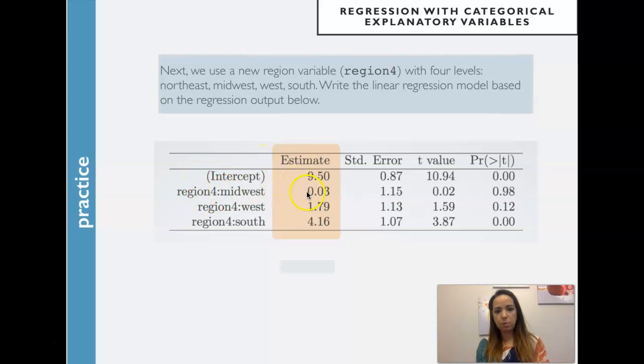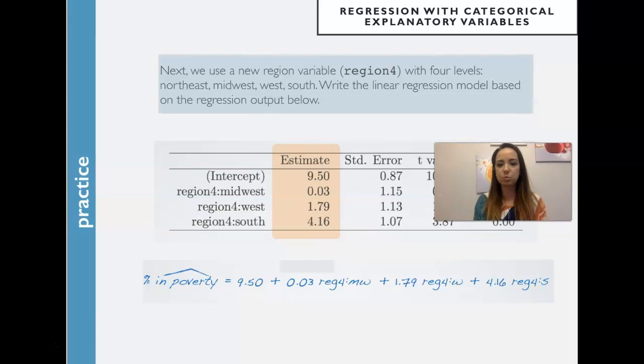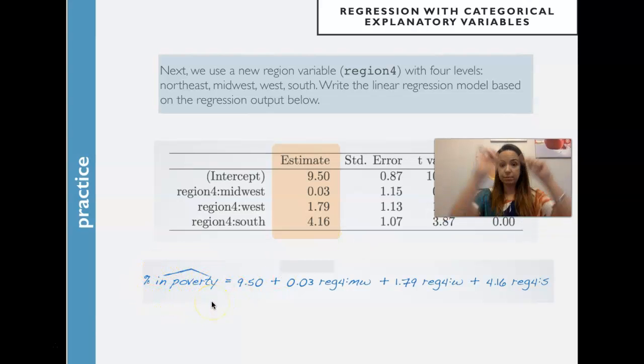Poverty in the Midwest will be 0.03 higher than that. In the West, 1.79 higher than that. And in the South, 4.16 higher than that. So now let's explain this in a different way by writing out the equation. Let's see how this would play out. Percent poverty, hat, which means predicted, equals the intercept, plus 0.03 times region 4 Midwest, plus 1.79 times region 4 West, plus 4.16 times region 4 South.